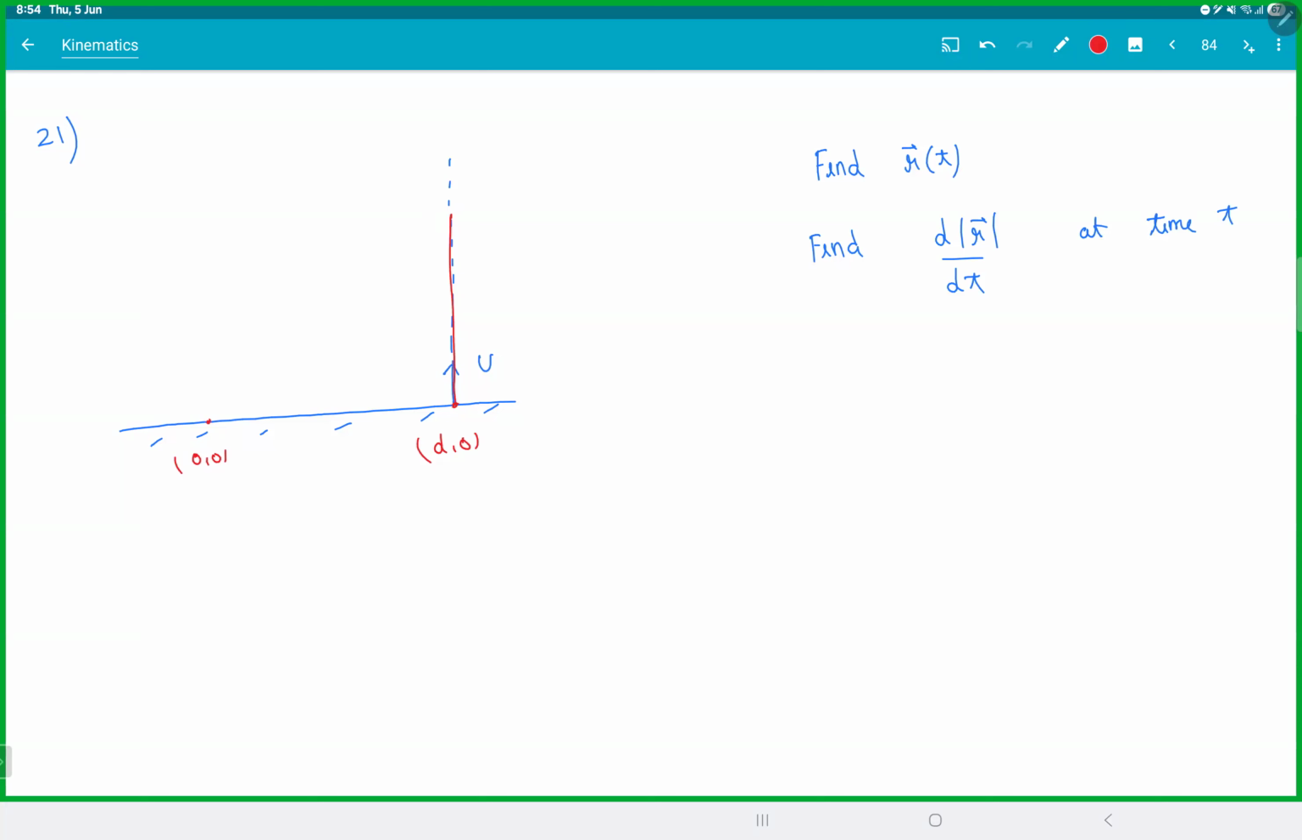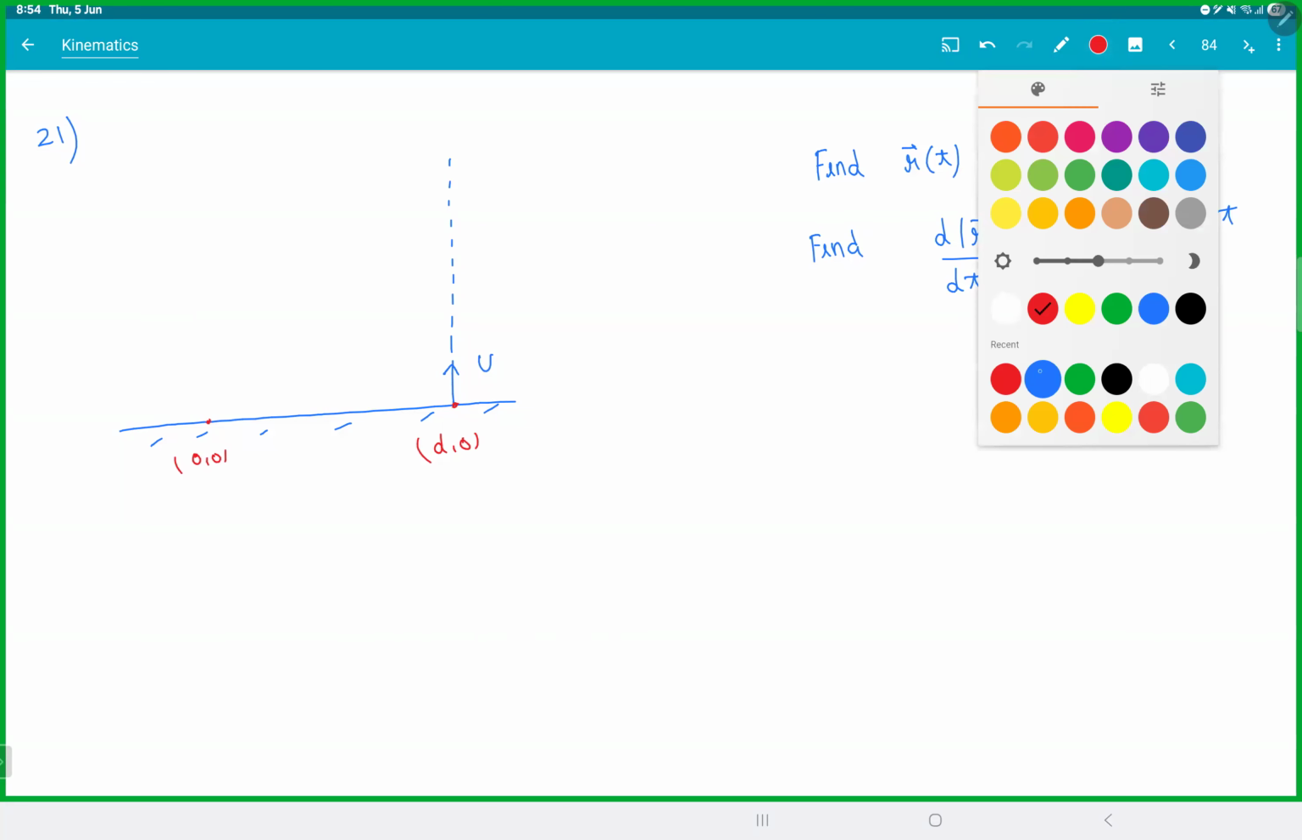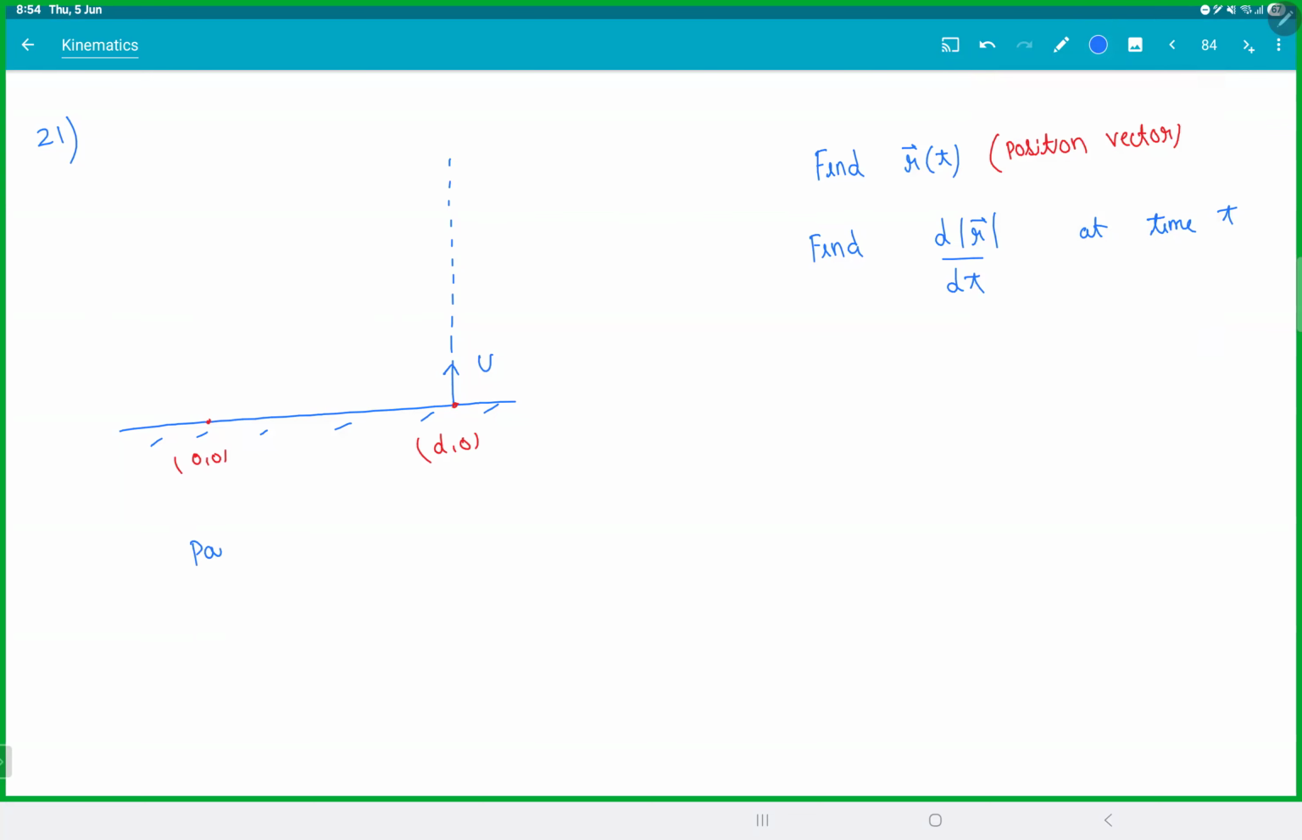See, after some time, the particle will be somewhere here. This is your r bar, isn't it? As the particle is going up, your r bar is changing continuously. R bar is a position vector from your origin. So find r bar and find d mod r by dt. If you guys remember, we had a discussion on what is d mod r by dt. We had a very extensive discussion. We talked about what is exactly that. So hope you remember.